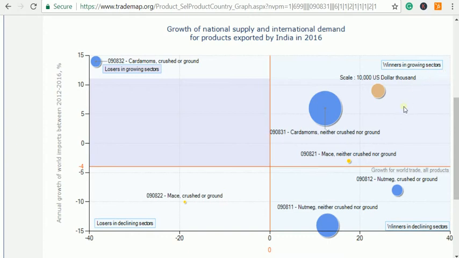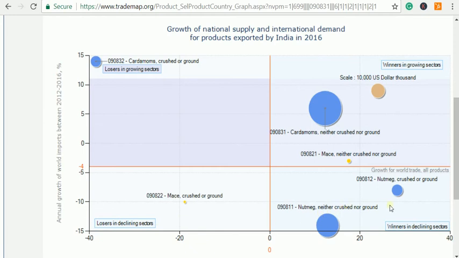In this case we are checking the cardamom. Okay, so in this case the sector is spices. We are going to see in spices which product is a winner. So in the next quadrant we are seeing that in the same sector, this sector has been growing, and which is the product that is losing its market in the international trade. Then declining sector, losers in the declining sector, and then winner in the declining sector.